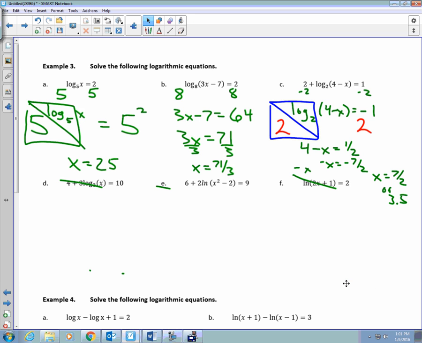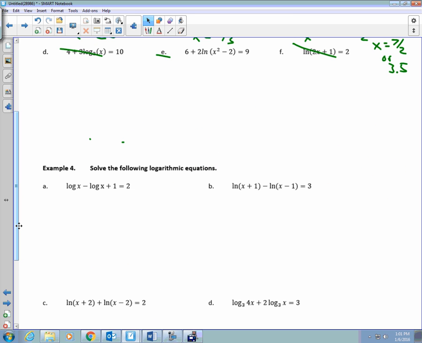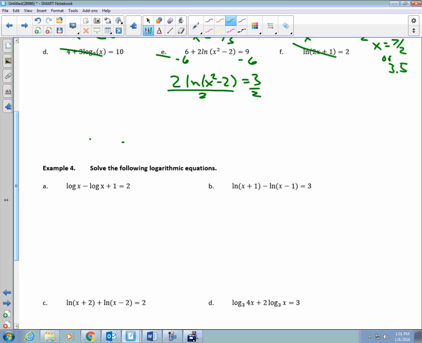You can see the work up there. Check to see if you got it right. Cross off D and F. We go to E. What do we do to both sides? Subtract 6. 2 natural log of x squared minus 2 is equal to 3. Divided by 2, natural log of x squared minus 2 is equal to 3 halves. What to do, what to do, what to do? Create a base of e. I'm left with x squared minus 2. And what is e to the 3 halves power?